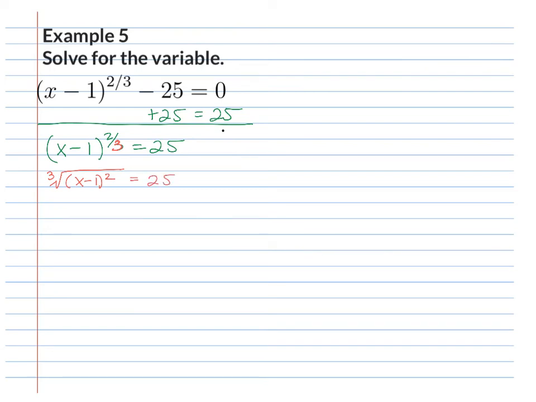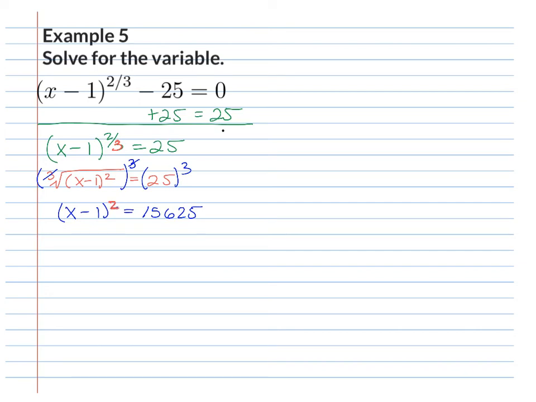Okay, I want to get rid of the cube root. The only way to undo it is to raise it to the power of 3, and whatever I do to the left, I have to do to the right. Now these will cancel out, and now I just have x minus 1 squared, and 25 to the 3rd power is 15,625. And guys, I didn't know that, I have a calculator.